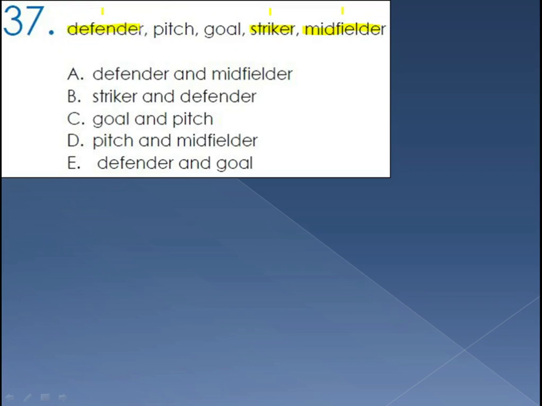So that leaves pitch and goal. Now they are kind of related, of course. The goal is to do with the football and the sport, and so is the pitch. You could say that the midfielder, the striker, they play on the pitch. But you can put these 3 into categories as people who play on a football team. So pitch and goal have to be the odd ones out. So the odd one out is C.